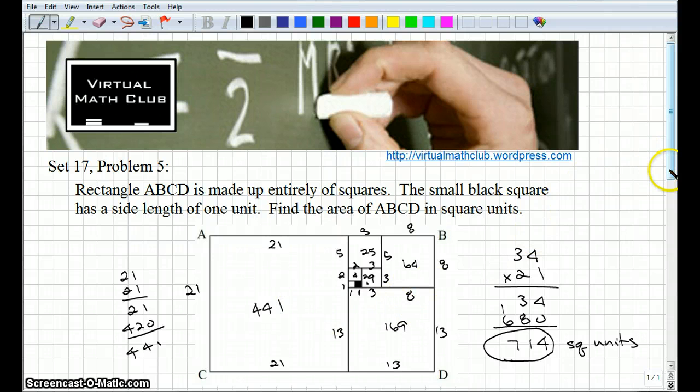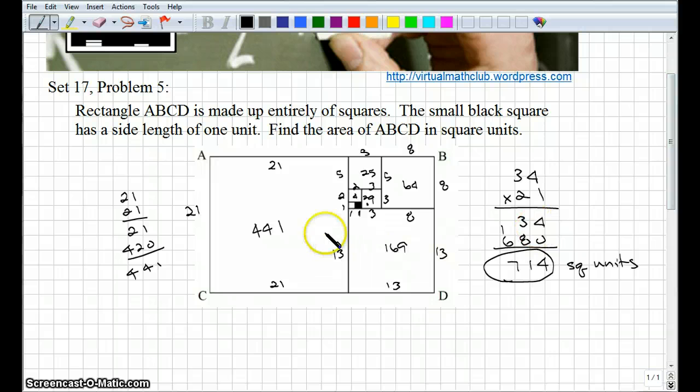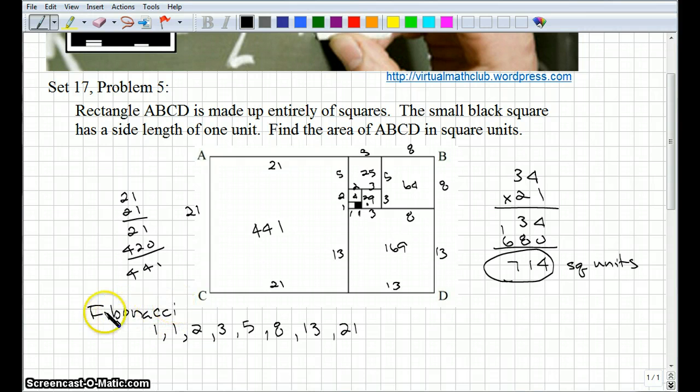And you might recognize this series of squares. We have two 1 by 1 squares right beside each other, and then we have a 2 by 2, a 3 by 3, a 5 by 5, an 8 by 8, a 13 by 13, and a 21 by 21. And some of you may recognize this series of numbers. This is the Fibonacci series.